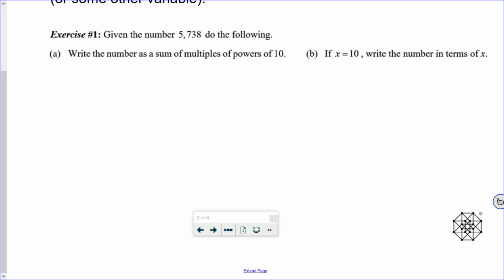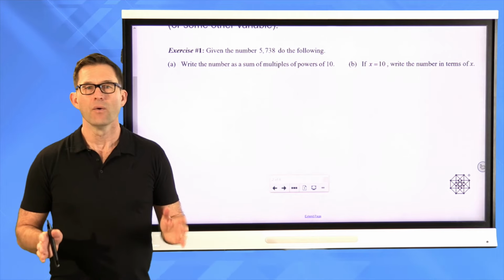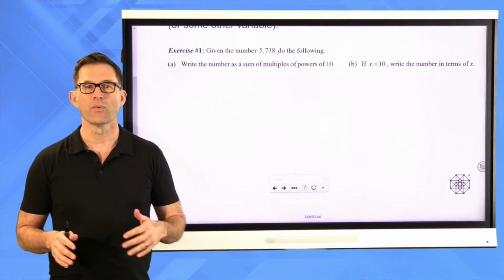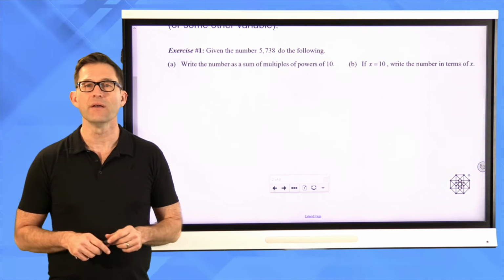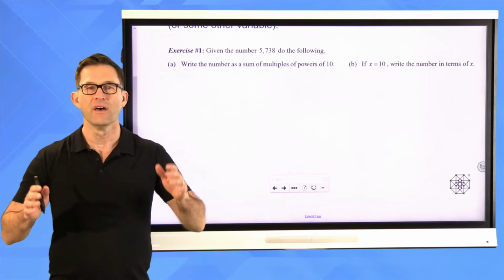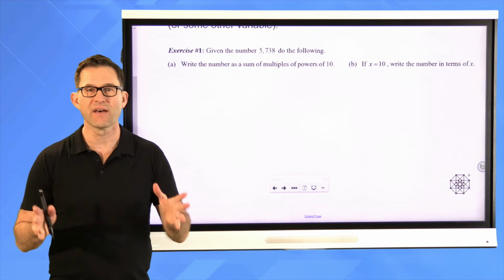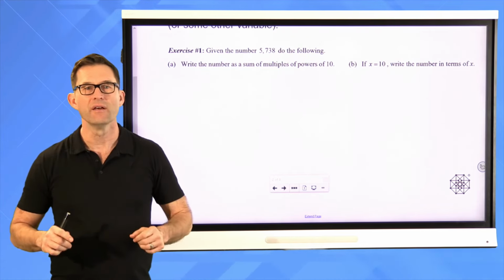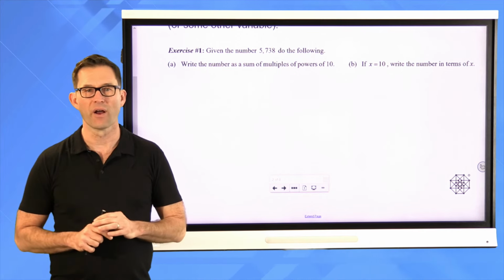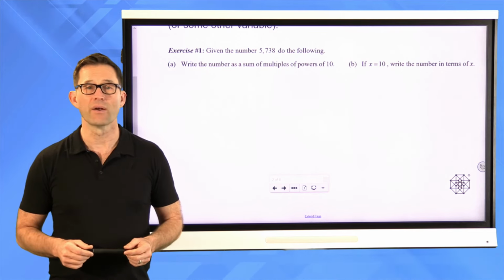Given the number 5,738, do the following. Letter A, write the number as a sum of multiples of powers of 10. All right, well, we did this in the last lesson. What I'd like you to do is try this again, right? Remember, you start off by writing it as 5,000 plus 700 plus 30 plus 8, and then you go from there. Pause the video now and see if you can do letter A.